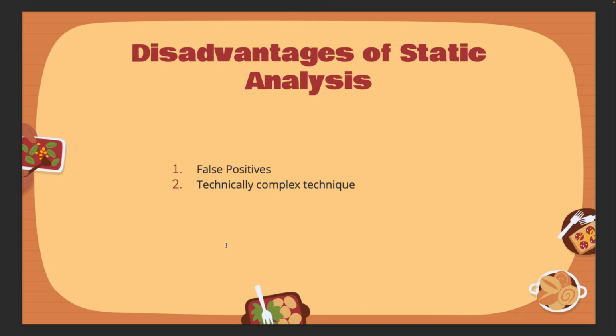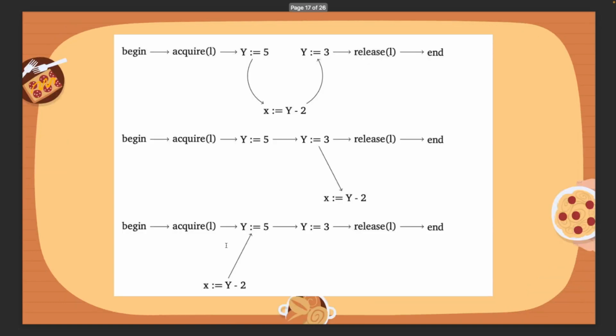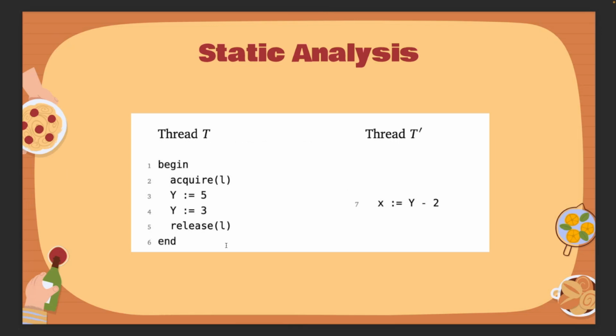And also it's about the false positives. What I mean is, this program was really simple. What if there was a while loop here? If you had a while loop, you don't know when it terminates. In a static situation, you don't know when it terminates. You don't know if X and Y really point to the same thing.